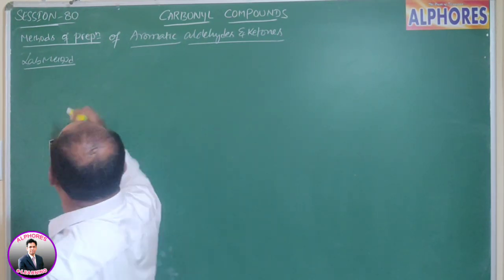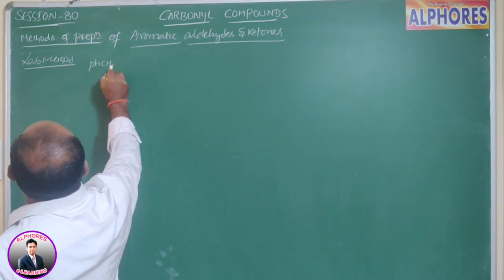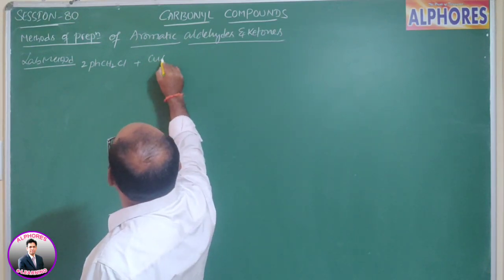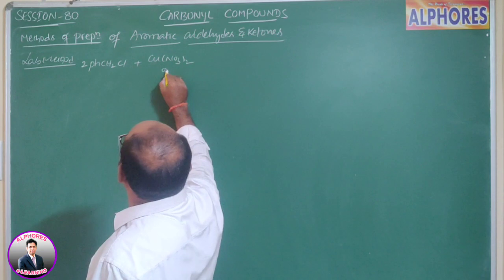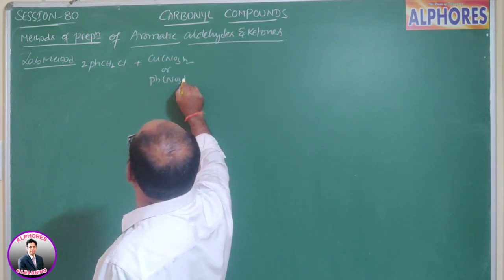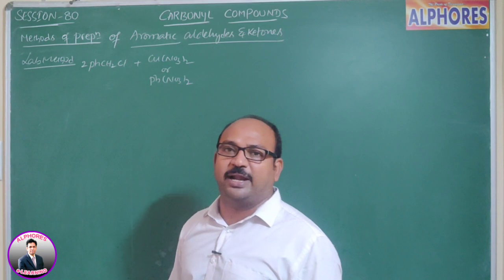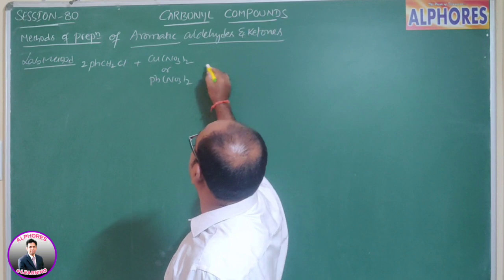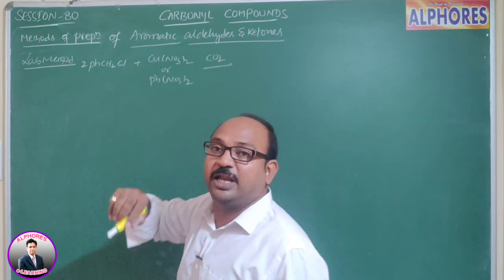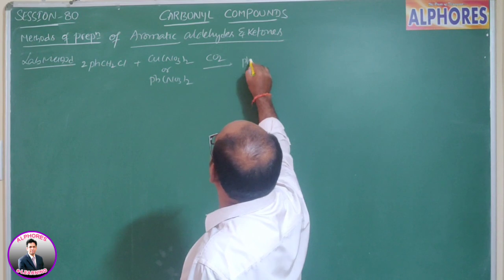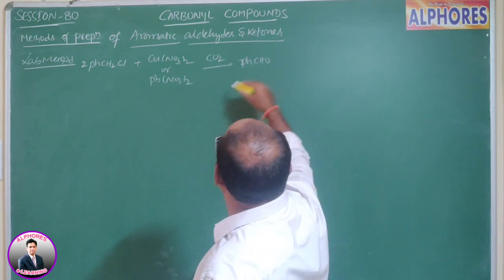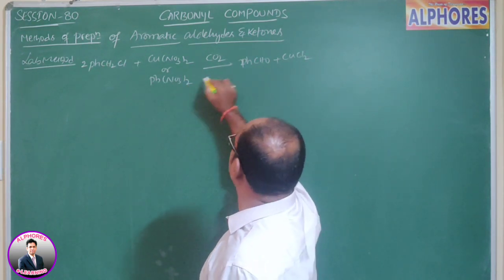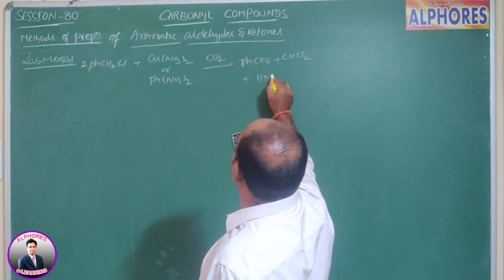Laboratory method: benzyl chloride upon oxidation in presence of cupric nitrate, Cu(NO3)2, or lead nitrate, Pb(NO3)2, in presence of carbon dioxide, gives benzaldehyde. Here, instead of copper nitrate we get CuCl2, and if we use lead nitrate we get PbCl2, and we also get HNO2.